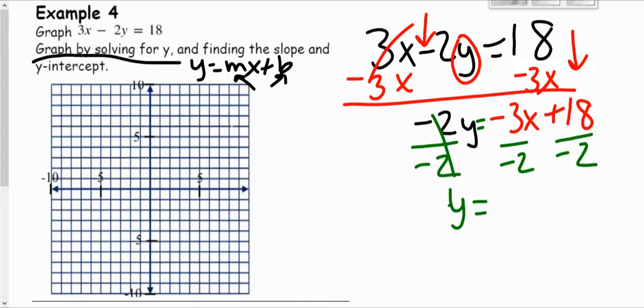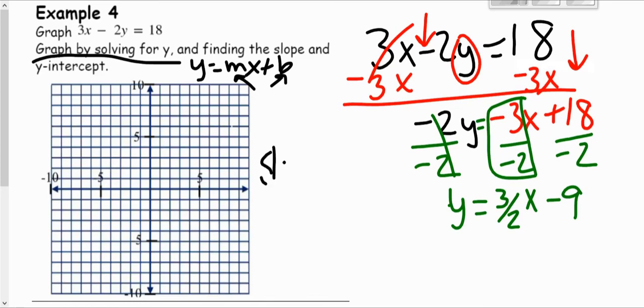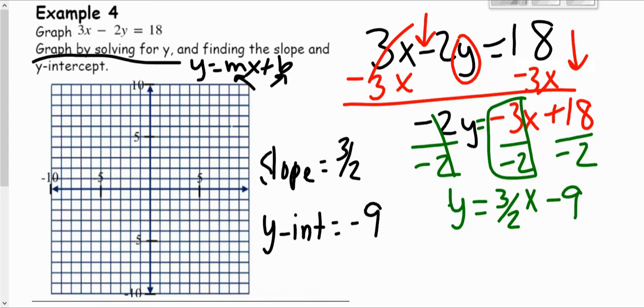So I get y equals, it is okay to have this 3 over 2 as a fraction, but we do need to reduce. Negative over negative is a positive 3 over 2x, and then 18 divided by negative 2 is a negative 9. So what is my slope? 3 over 2. What is my y-intercept? Negative 9.